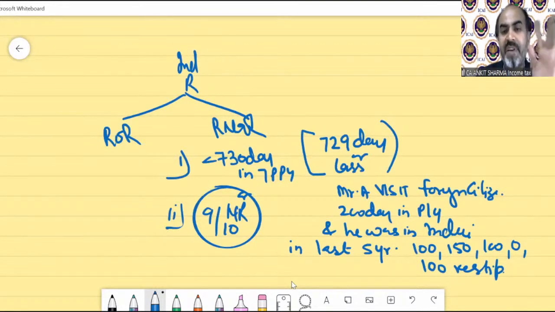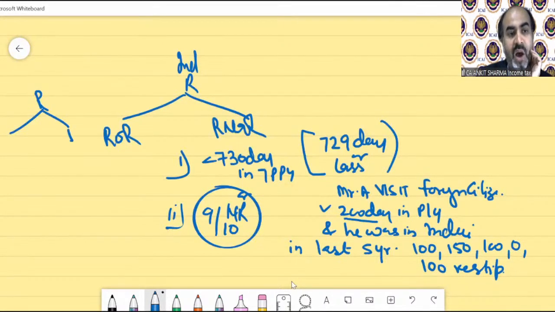Before this, he was never in India. So now we need to find the residential status. Because he's a foreign citizen, we have to apply both conditions. In the previous year, he was in India for 200 days. So he fulfilled the first condition and he will be a resident.